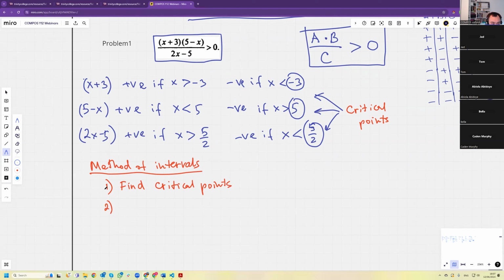Second, determine the sign on each interval. And third, choose the needed intervals.